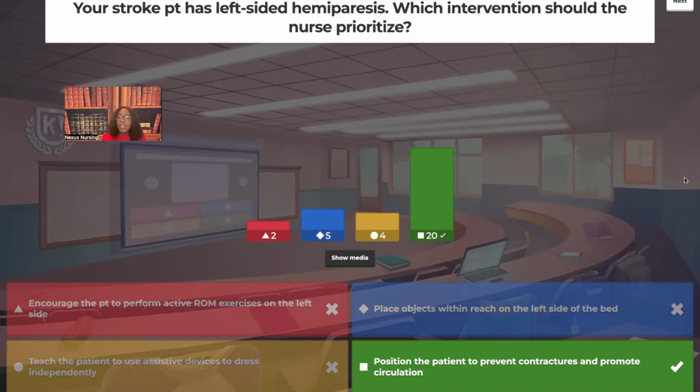Next, place objects within reach of the left side of the bed. Why would you do that? You want that patient to injure themselves. They are weak on that side. They'll mess around and fall out of the bed or hurt themselves or can't even reach it. No. Teaching the patient to use assistive devices to dress independently.